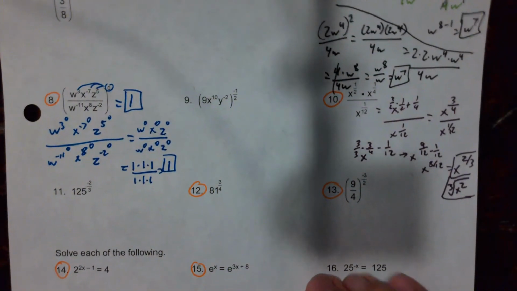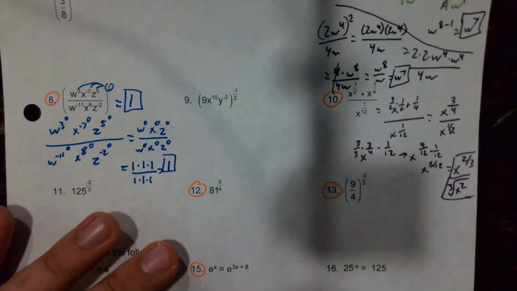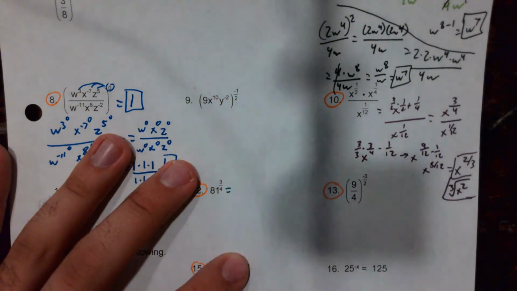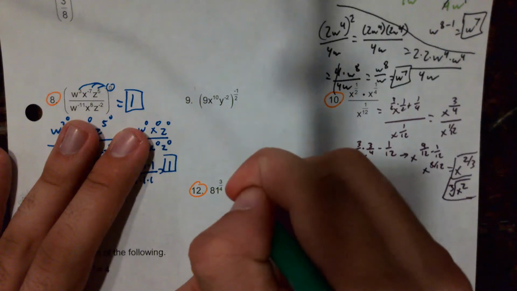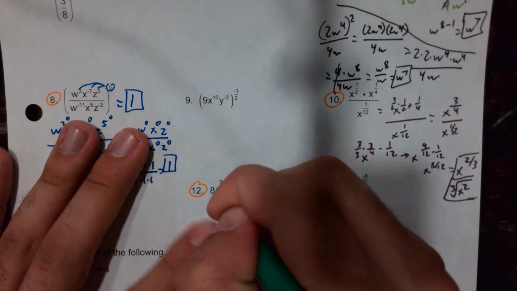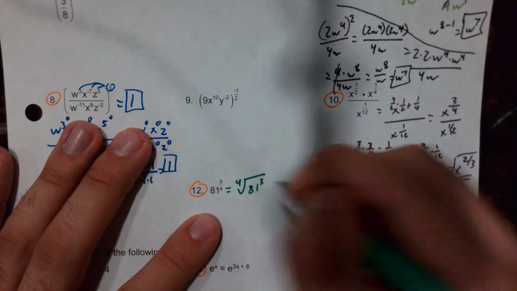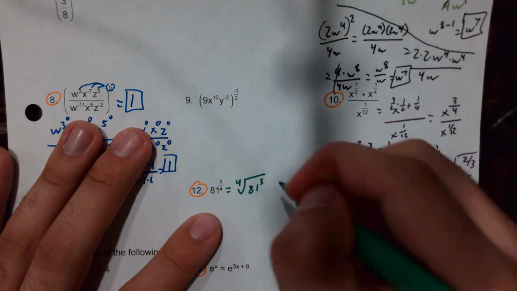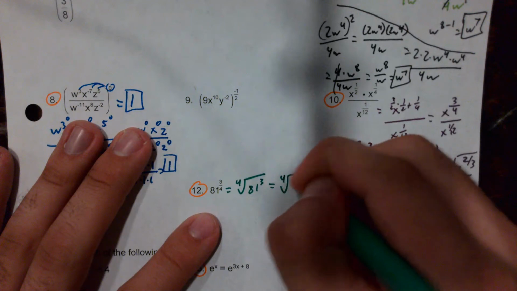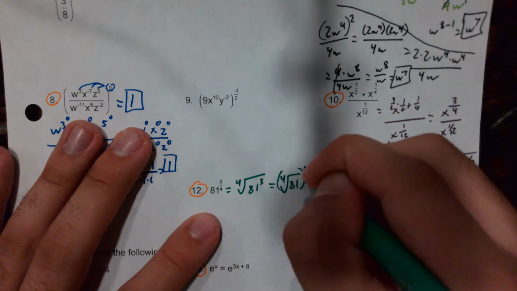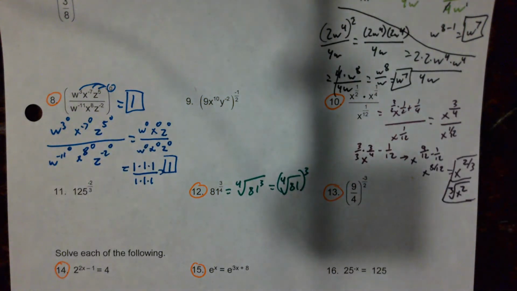All right, 81 to the 3/4, exactly what we're going to do. We're going to rewrite this as a radical. So the denominator becomes my root. The 4th root of what was my base stays inside, and then my numerator becomes the exponent, to the 3rd. You could also rewrite this as the 4th root of 81, and then quantity cubed. You could bring that cube out.